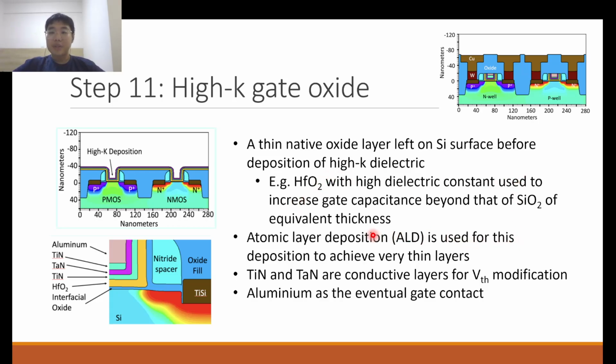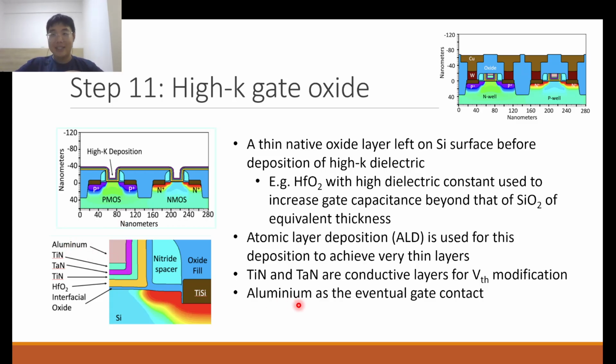So what we normally do is we use atomic layer deposition, also known as ALD, because we want to achieve very thin layers, maybe just a few atoms thick. Sub nanometers, normally sub nanometer layers quite often. So we do that to achieve the very thin layer deposition. But as you can see here, the ALD is used to deposit not just your HfO2 but also your TiN, and aluminum.